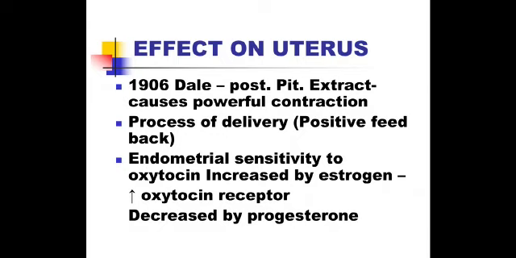The next action is the effect on the uterus. In 1906, Dale used posterior pituitary extract, which resulted in powerful contraction of the uterus. This process of delivery is mediated by a positive feedback mechanism. Whenever there is parturition, the endometrial sensitivity to oxytocin is increased by estrogen, which enhances the increase in oxytocin receptors, and it is decreased by progesterone.